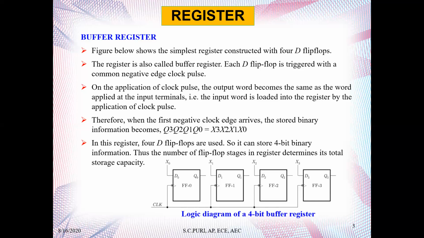In this register, 4 D flip-flops are used. Okay, so it can store 4-bit binary information. The number of flip-flop stages in a register determines its total storage capacity. So you can have n flip-flops to store n-bit data.